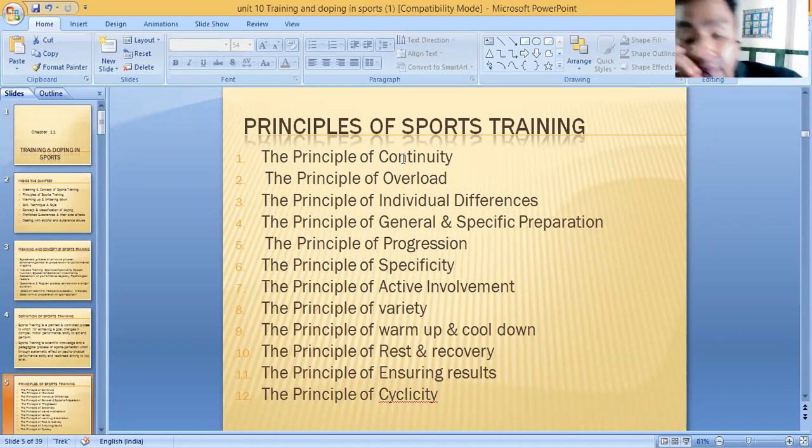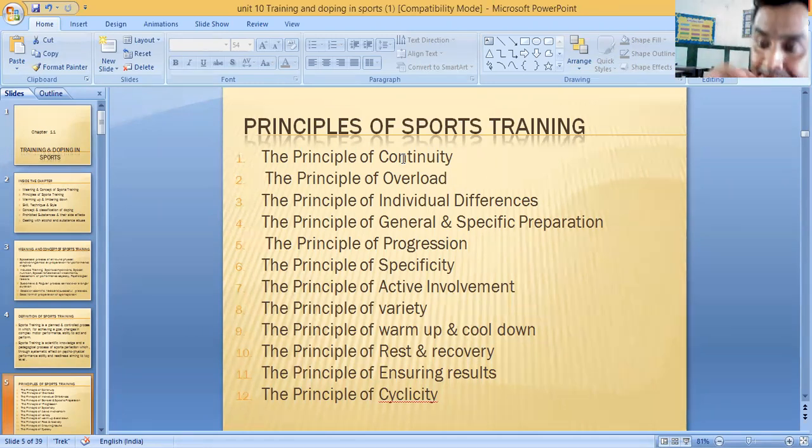As I told you the example, if you are going for a 1 kilometer run straight away without any practice, so what will happen to your body? You may get exhausted. You may feel cramps. Your body gets dehydrated. So that's why this is called principle of overload.